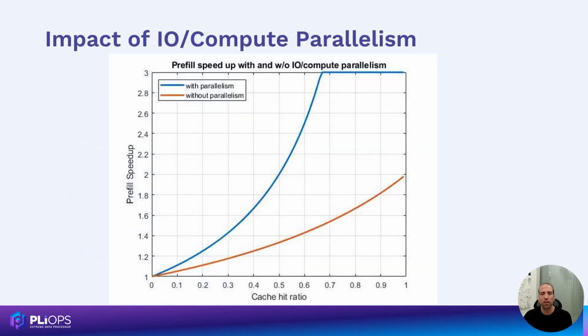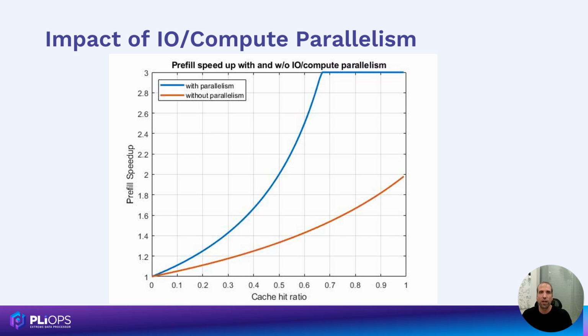And the final slide for this section is a presentation of the analysis of the impact of IO compute parallelism that we discussed so much. Here the x-axis is the cache hit ratio, alpha. The y-axis is the prefill speedup, the gain, in relative numbers. This shows how much faster prefill becomes compared to the vanilla system without KV cache offloading. Higher values indicate greater acceleration.